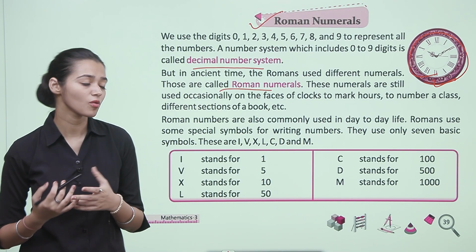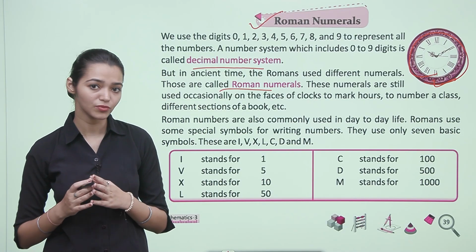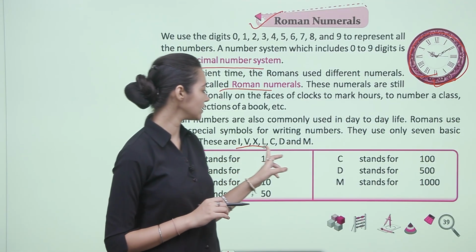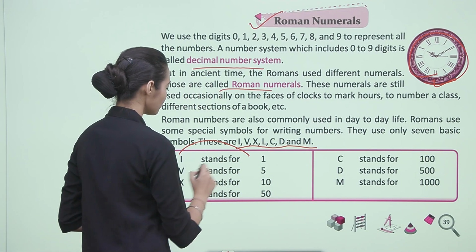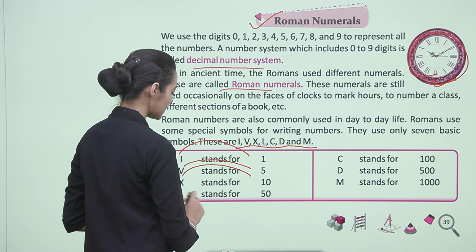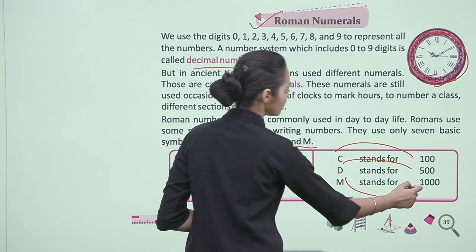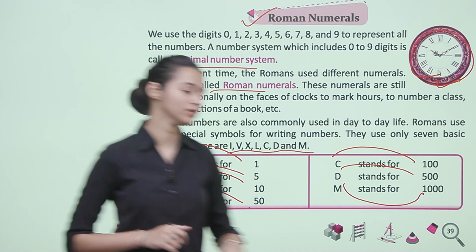So Roman numerals are commonly used in our day-to-day life, and they use special symbols for writing numbers. There are only 7 basic symbols: I, V, X, L, C, D and M. Here I stands for 1, V stands for 5, X for 10, L for 50, C for 100, D for 500 and M for 1000. Now all of these Roman numerals we have to learn.